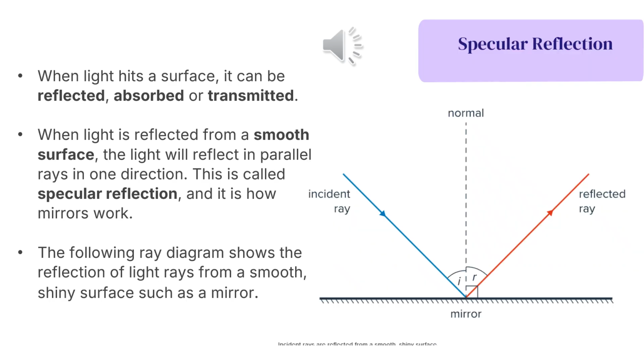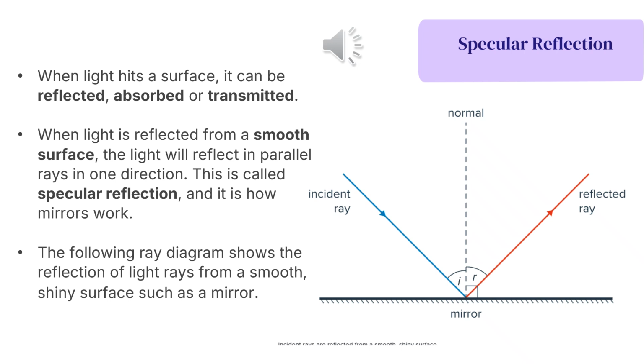When light hits a surface, it can be reflected, absorbed, or transmitted. When light is reflected from a smooth surface, the light will reflect in parallel rays in one direction. This is called specular reflection, and it is how mirrors work.